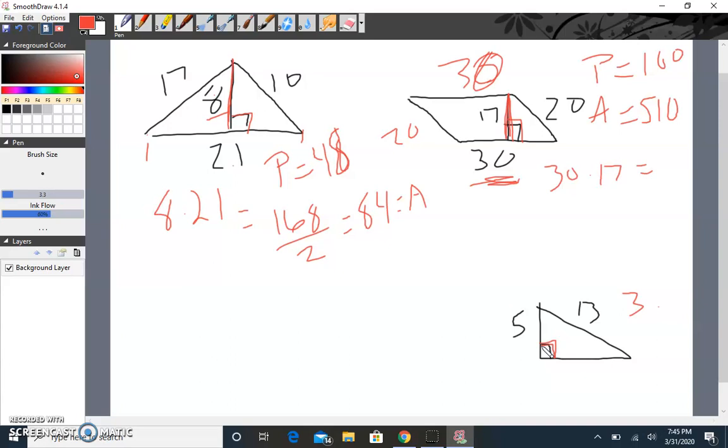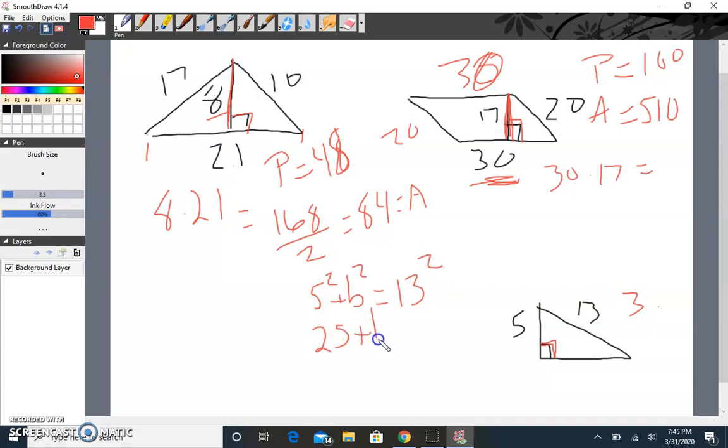C is always the side opposite of the right angle, which is your hypotenuse. So we have 13 already figured out. That's our C. We have an A, which is 5, and a B, which is blank down there. So we would write it as 5 squared plus b squared equals 13 squared.